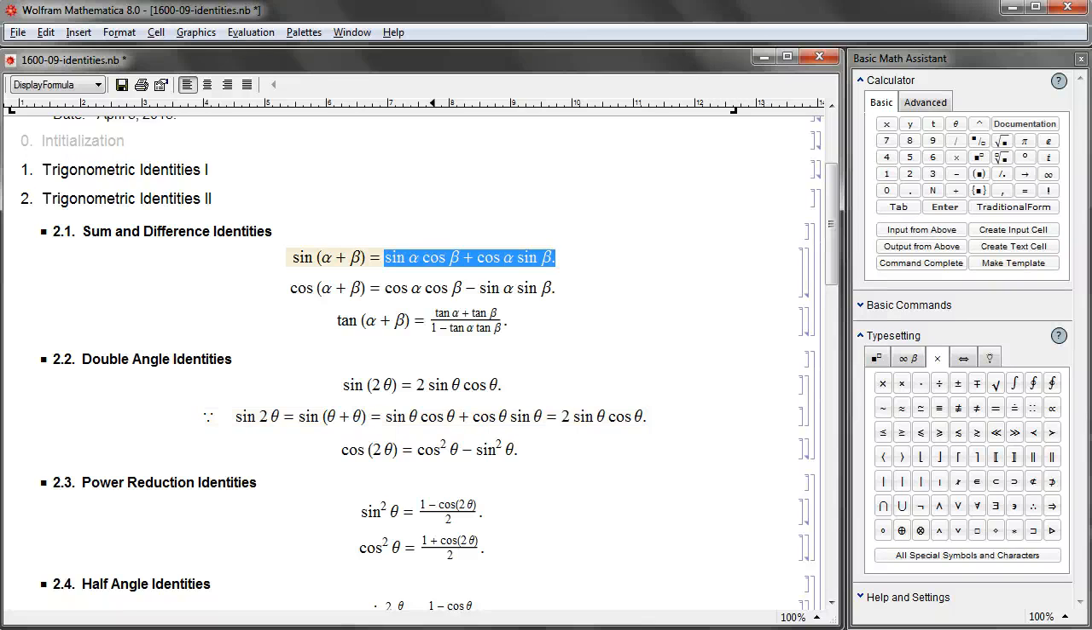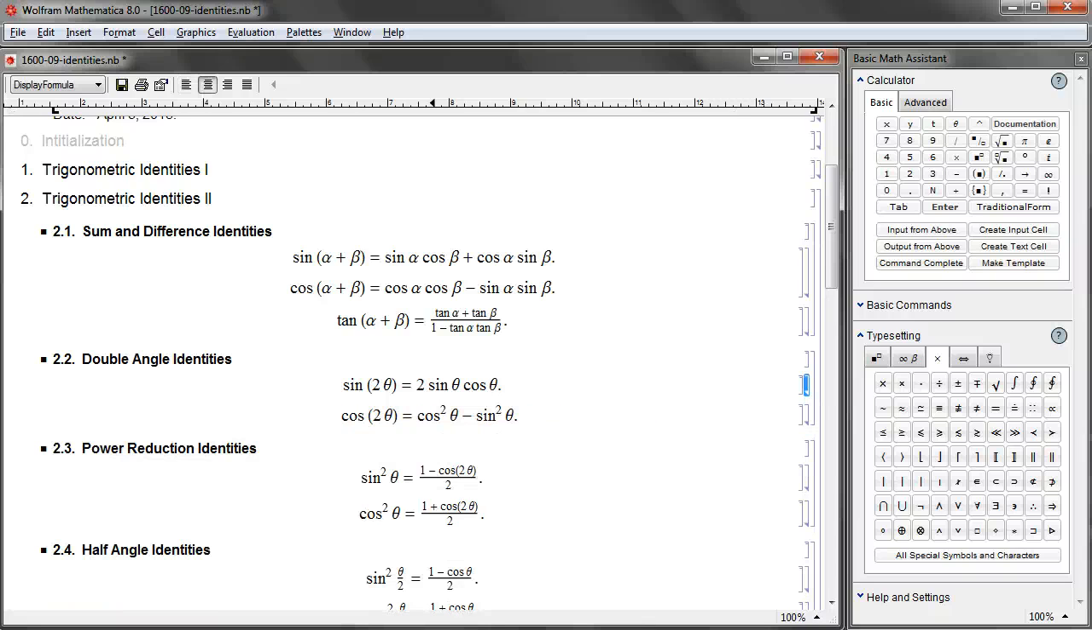Consequently, from the addition formula for sine, what do you get? We have sine of theta, cosine of theta plus cosine of theta times sine of theta. Addition and multiplication are commutative, so we have twice of sine of theta, cosine of theta. And there goes the double angle identity of sine.